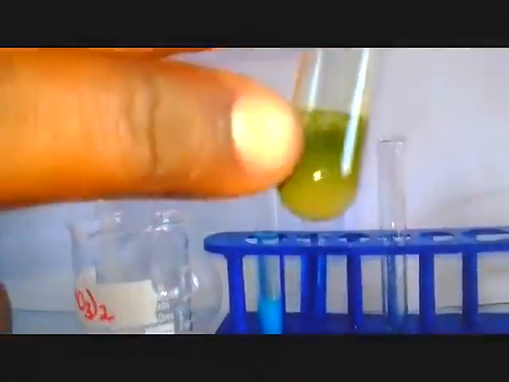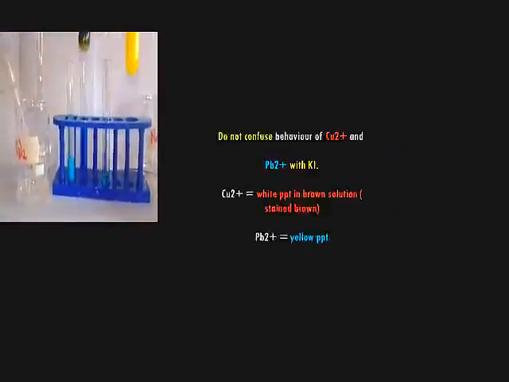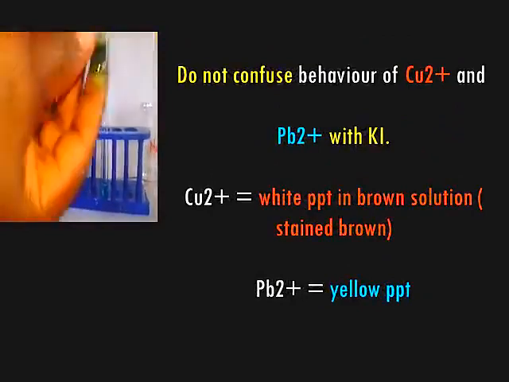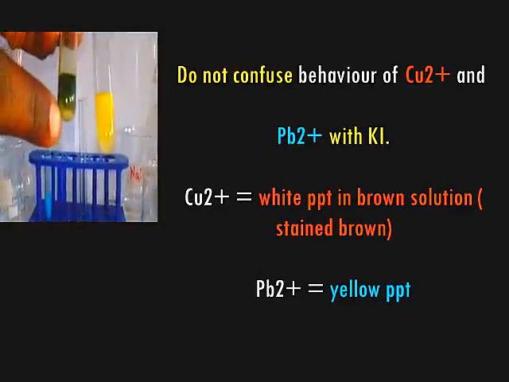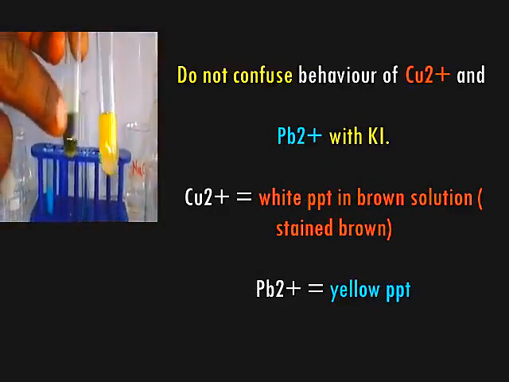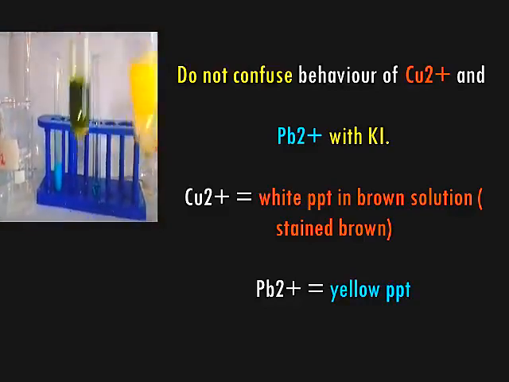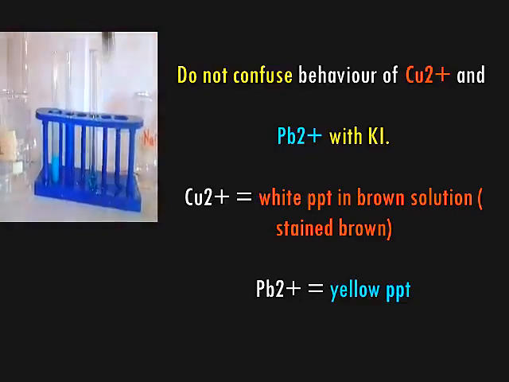Remember, if it was lead 2 ions, the ones which are non-colored, and we add potassium iodide, see what will happen. This is a yellow PPT, but in this case for copper, we are getting a white PPT. You can see it down here in a yellow solution. So here you can say copper 2 ions confirmed present. Remember, this is not part of our study.